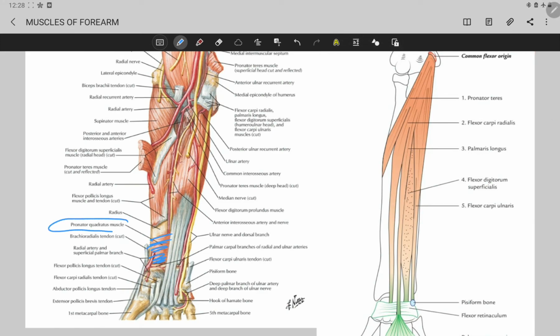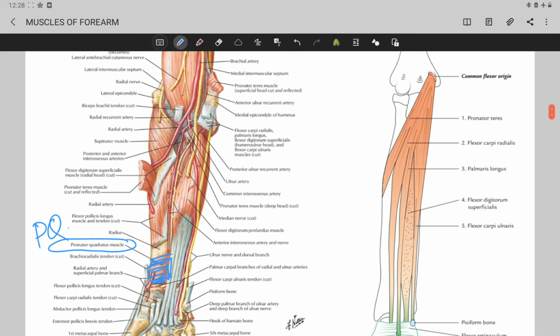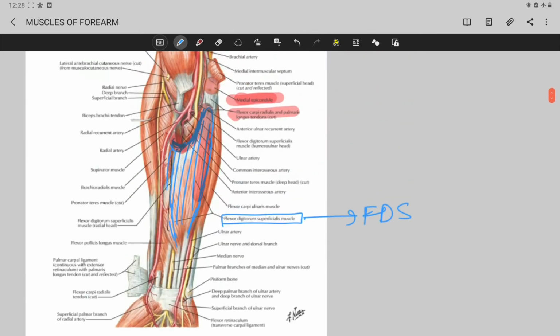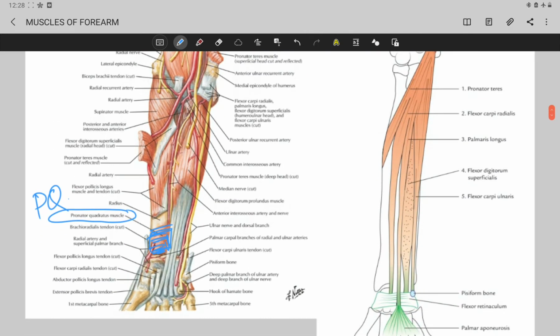This is your pronator quadratus muscle. This is actually the wrist band-like muscle. And last one you can see the flexor pollicis longus, which you cannot see in this diagram. I'll show you this later.